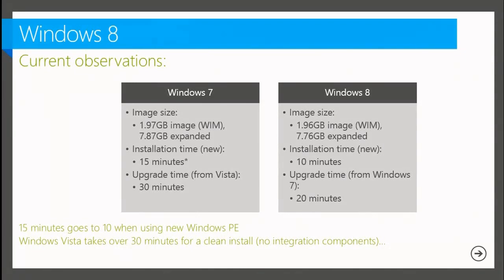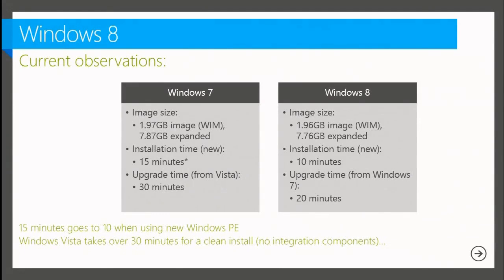Just for comparison, we wanted to try the exact same thing using the new deployment tools. So using the new version of Windows PE, the new version of ImageX, the new WinGAPI, all the underlying pieces that perform the deployment process, but deploy Windows 7 using those new tools. When we do the same thing with Windows 7 as we did with Windows 8, it also now only takes 10 minutes.